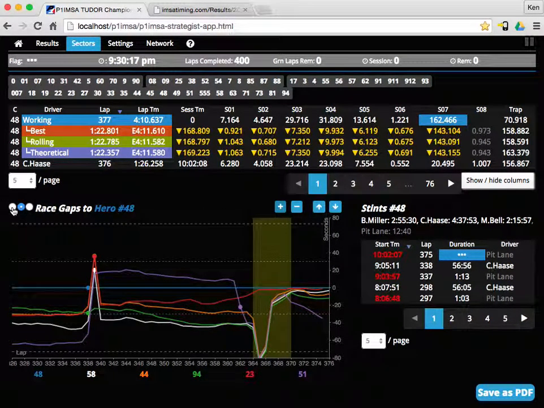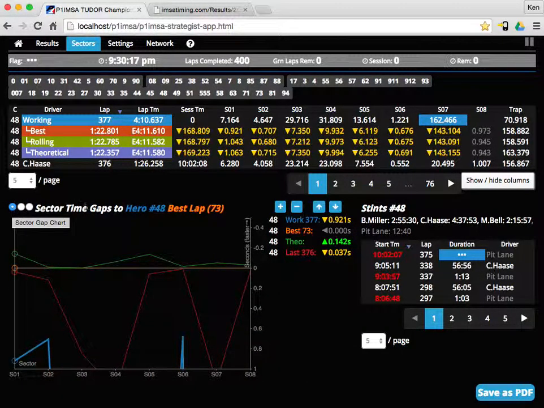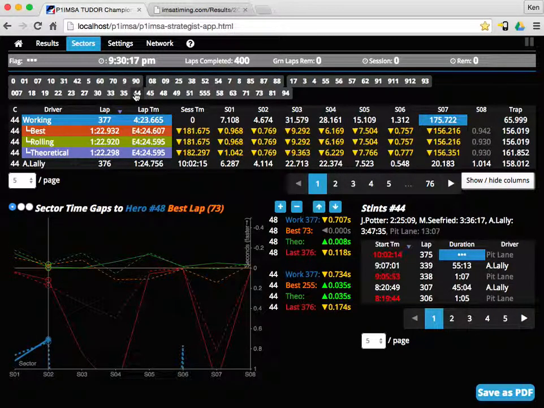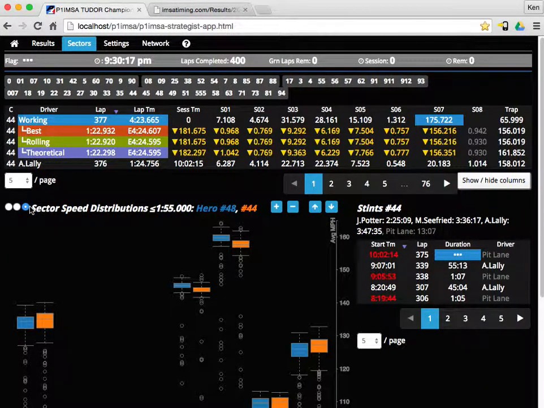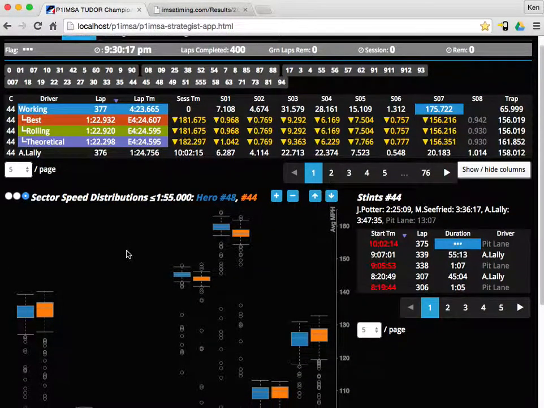In our previous video, we saw how we could use the sector time gaps display in order to compare sector by sector key laps of both our own car and also to another car. What you might want to be able to do is have the capability of being able to survey all your laps sector by sector. And that's what this display does.